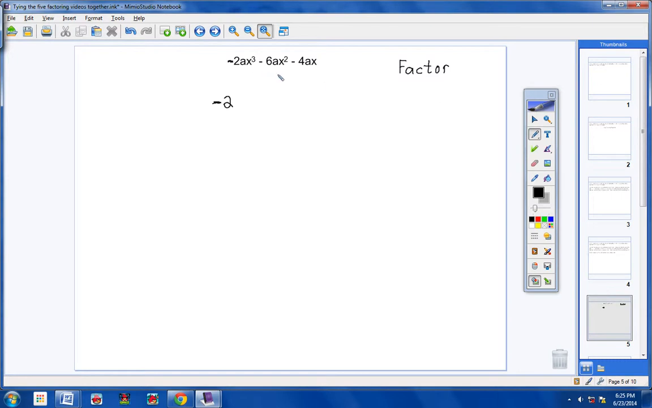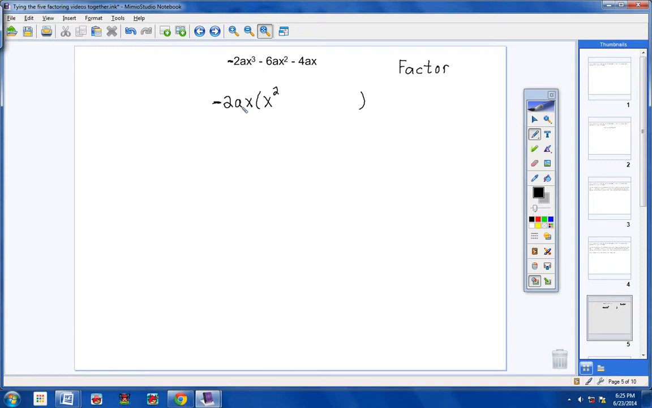Next, notice every term has an a. So I'm going to pull an a out. Notice this term has 3 x's, this term has 2 x's, and this term has 1 x. So the most x's that I can pull out from all of these terms would be just 1 x. Okay, so let's see what we're left over with. Step 1 is always pull out what's common. Well, it looks like I'd be left over with x squared here. Let's see if that's right.